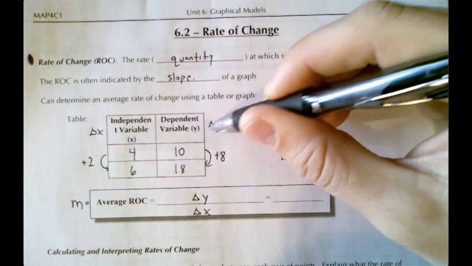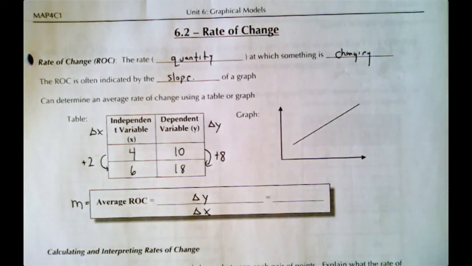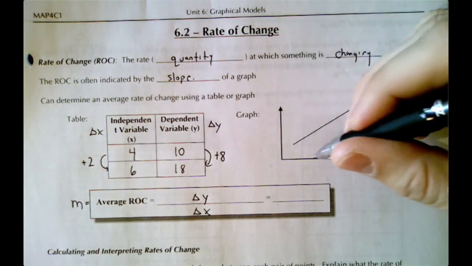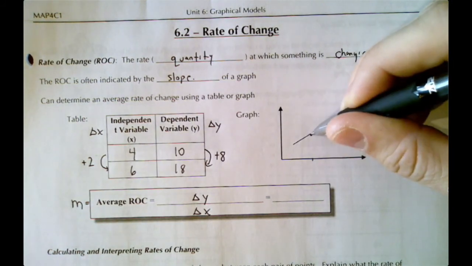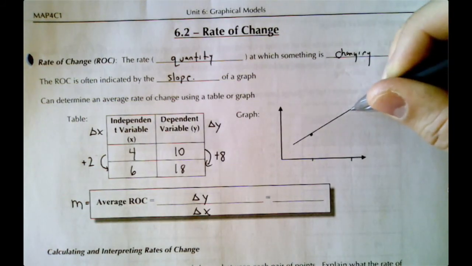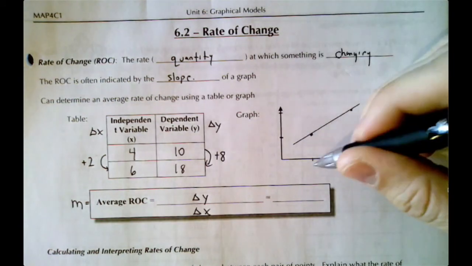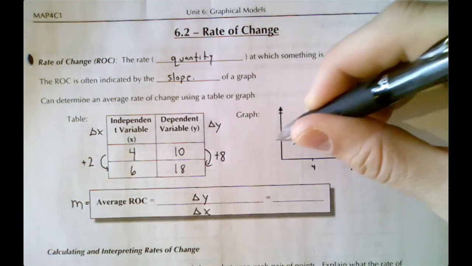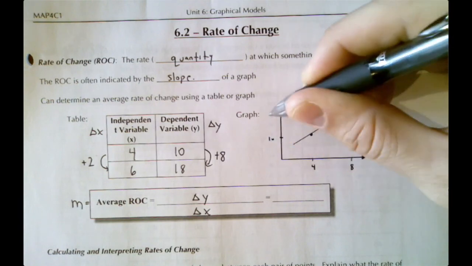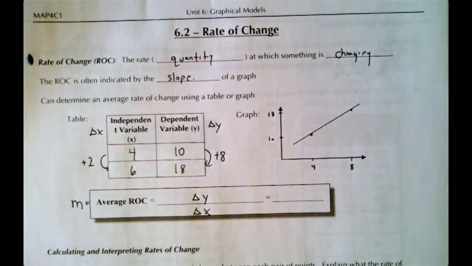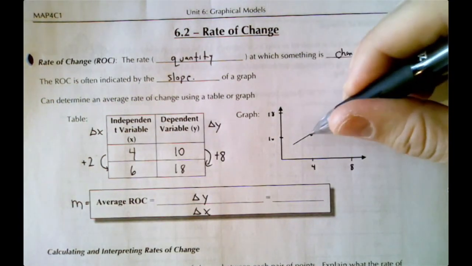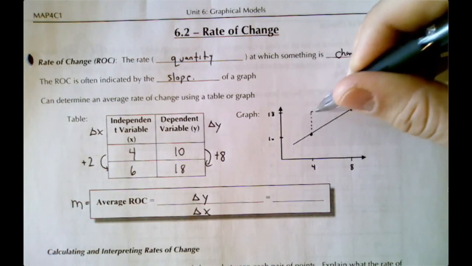This triangle is delta, and delta means change. On a graph, we would take 2 points off of our graph. So let's say a point here and a point here. And we would need the x and y values. So let's say that's 4 and that's 8. We'll call this 10. We'll call that 18. If we want to use a graph, we have to look at the rise and the run.